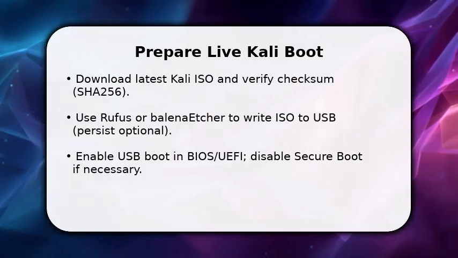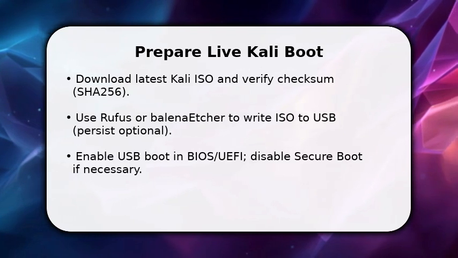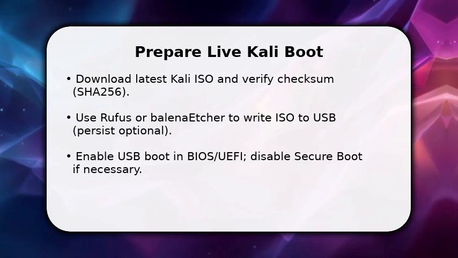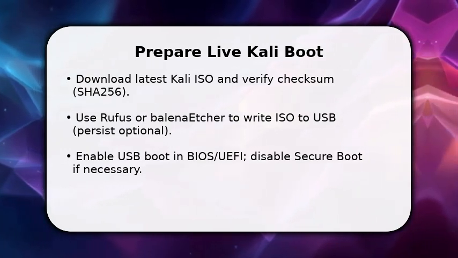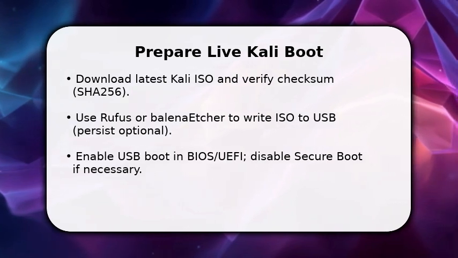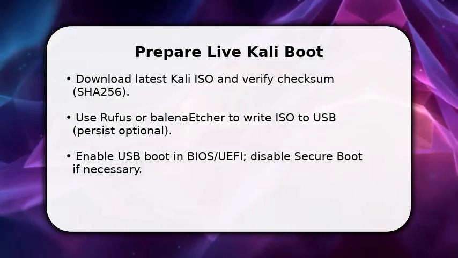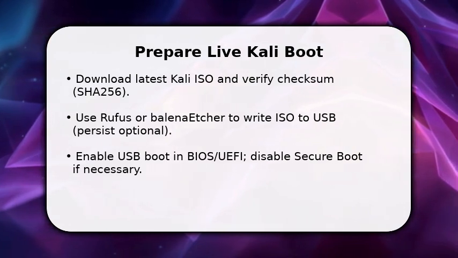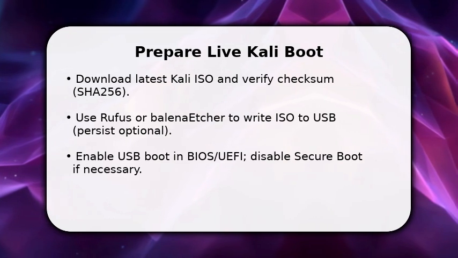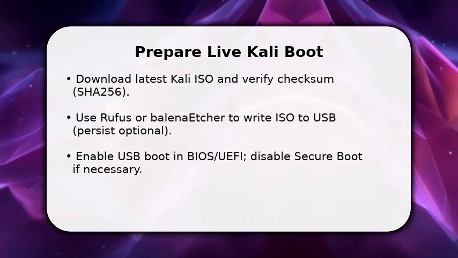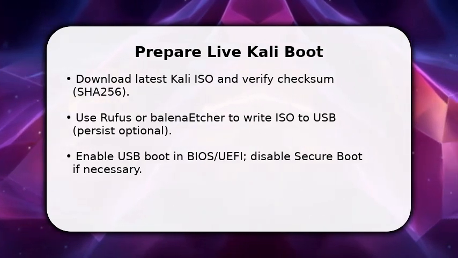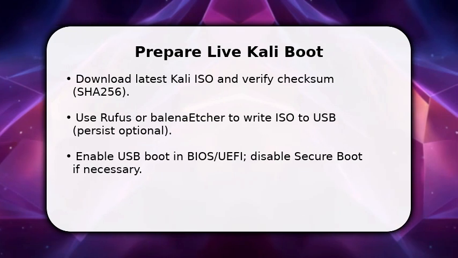You start by preparing a verified Kali image so your live session is trustworthy. Download the latest ISO and check the SHA 256. This prevents tampered files. Once verified, write the ISO to a USB with Rufus or Etcher, choosing persistence if you need saved changes. Make sure your target machine is set to boot from USB in BIOS or UEFI. If Secure Boot blocks booting, disable it temporarily. These steps get you into a reproducible, bootable live environment quickly and securely.